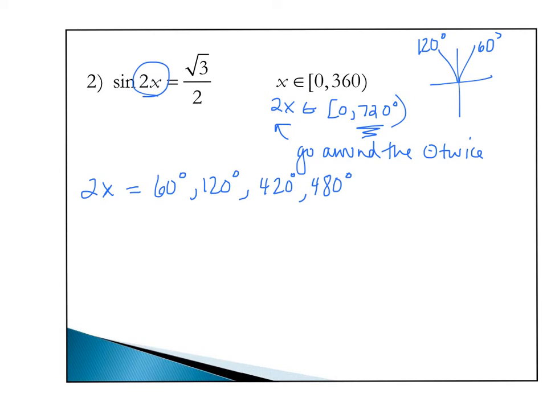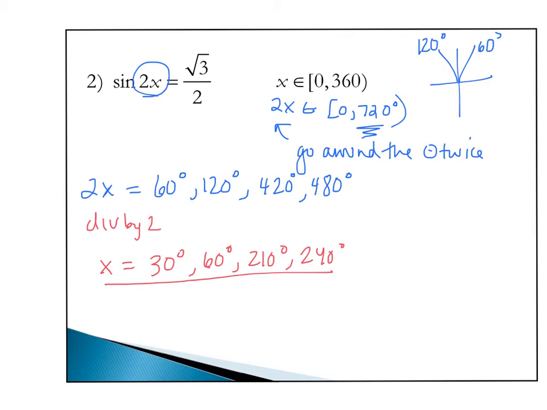Last, I have to finish it off and divide all of these by 2 so that I can actually solve for x. So my solutions are 30 degrees, 60 degrees, 210, and 240. And I want to point out that after we have solved for x, these solutions are all now in the original domain for x. Okay, so we adjust the domain, we solve the problem, and then we readjust the solution so that it matches the restrictions of the given problem.